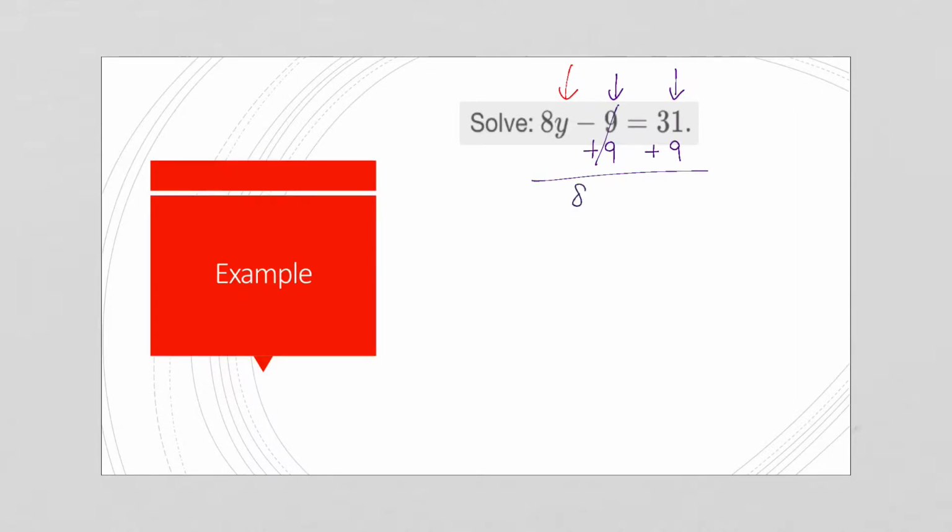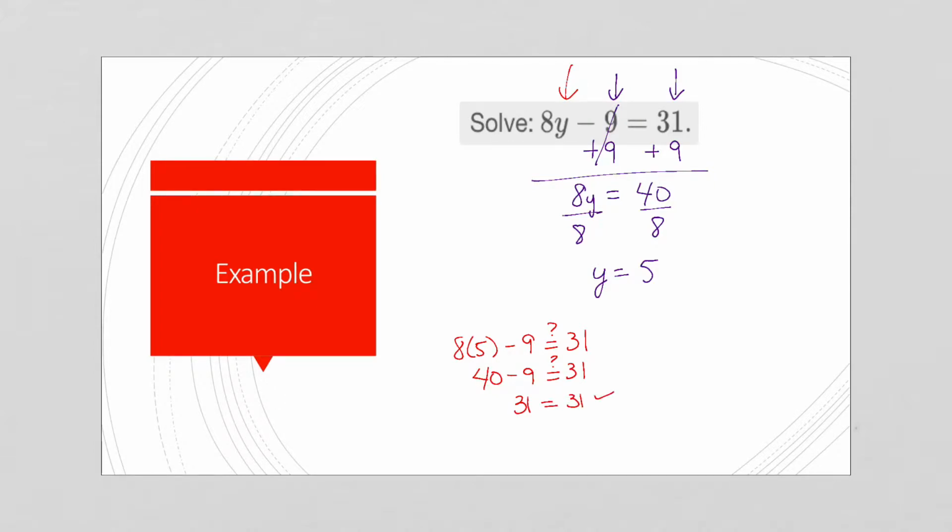And I'm left with 8y on the left. 31 plus 9 is 40. And now I divide both sides by 8. And I get that y is equal to 5. And again, check your work. So 8 times 5 minus 9, does that equal 31? 40 minus 9. 40 minus 9 is 31, and 31 equals 31, so that works.